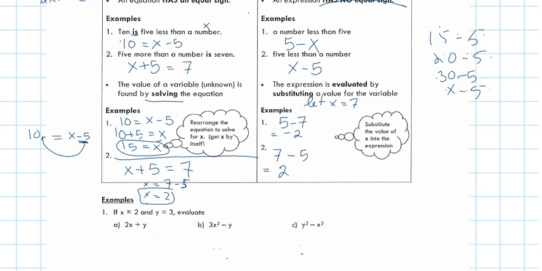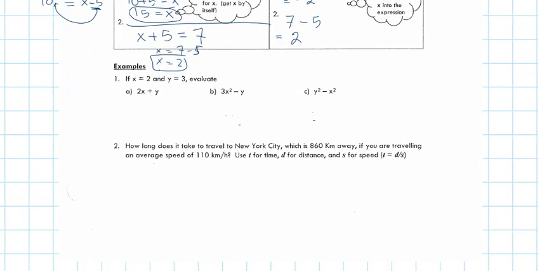So here's what I want you to do. I want you to try these two questions. They gave you the value of x, which is 2, and the value of y, which is 3. All you have to do is replace the x with 2, replace the y with 3, and then follow BEDMAS to evaluate. Do you want to do the first one together? So 2x plus y.